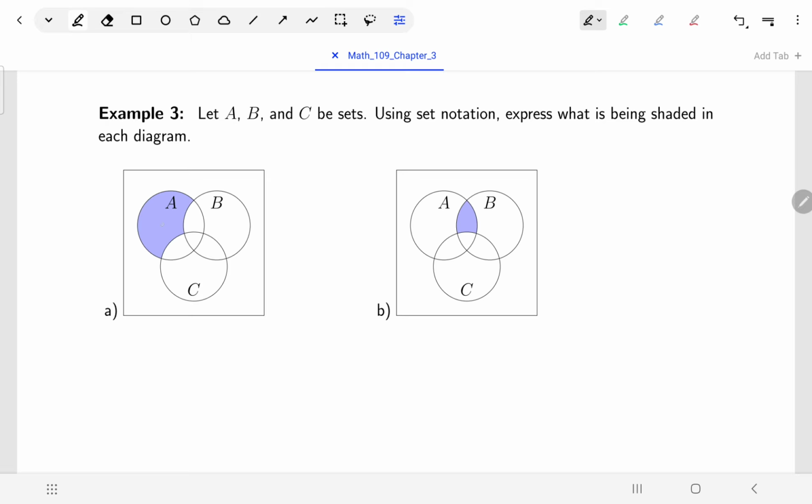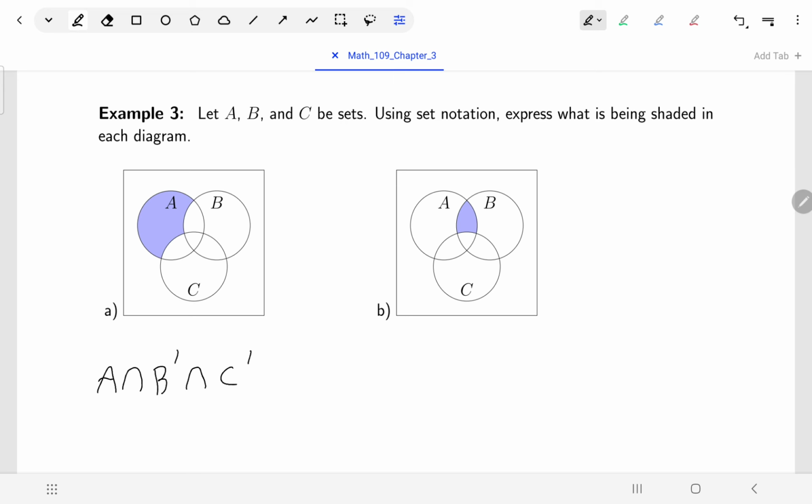So for the first one in part A, if I were to describe this, you're definitely inside of A. The shaded area, it's not inside of B. The shaded area, it's also not inside of C. So if I were describing where are we, I would say we are inside of A, and at the same time, which is an intersection, we are not inside of B. So B complement, the opposite of B. And at the same time, we're not inside of C, the opposite of C, C complement.